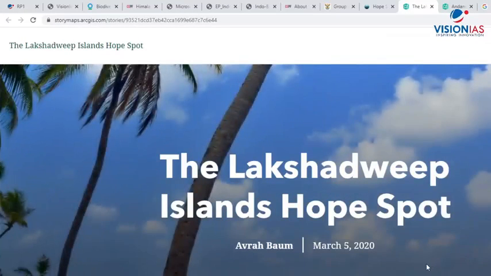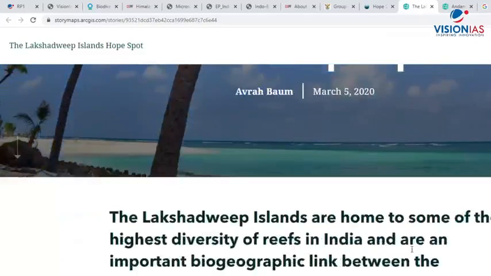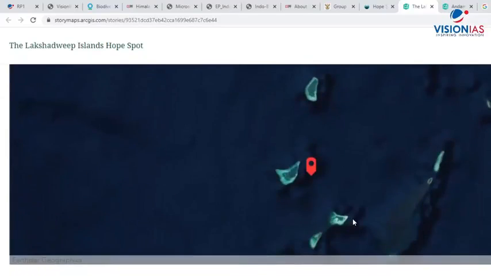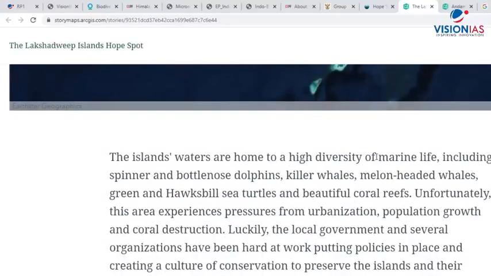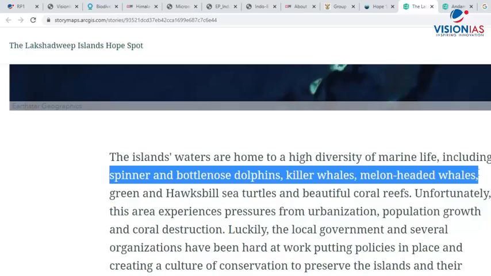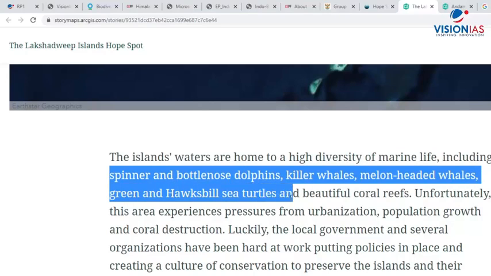right? Again, March 5th, 2020, and you can see Lakshadweep Island is home to the highest diversity of reefs in India, and is a biogeographical link between the subcontinent and East Africa. It's made of atolls. You can see the marine life here, what all things you'll find: spinner and bottlenose dolphins, killer whales, melon-headed whale, green and hawksbill sea turtle. These are the species which can be found in Lakshadweep Island.